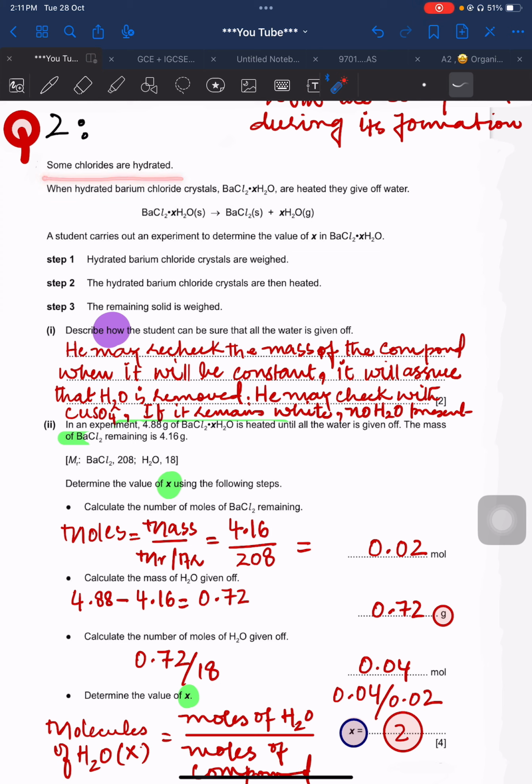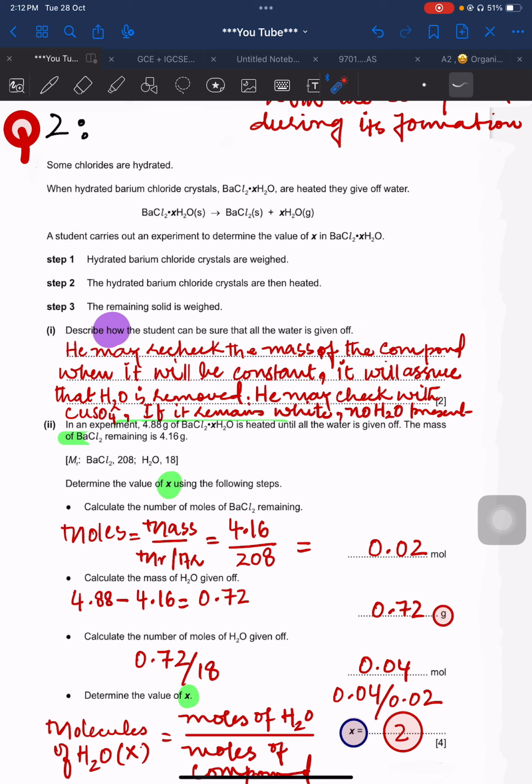Some chlorides are hydrated. When hydrated barium chloride crystals, BaCl2.XH2O, are heated, they give off water. It means that water is moving out of that compound. BaCl2.XH2O is solid in state. BaCl2 solid remains there, whereas X water molecules are evaporated in the form of a gas because it is heated.